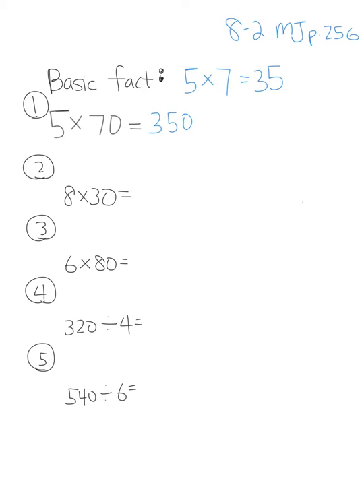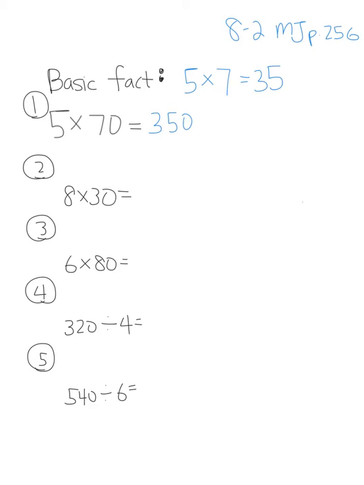A shortcut strategy is to look at 5 times 7 is 35, and 5 times 70 adds a 0 to our 7, so I can just add a 0 to my answer. B says, explain how you solved 5 times 70. I want you to pause this video and write out an explanation.